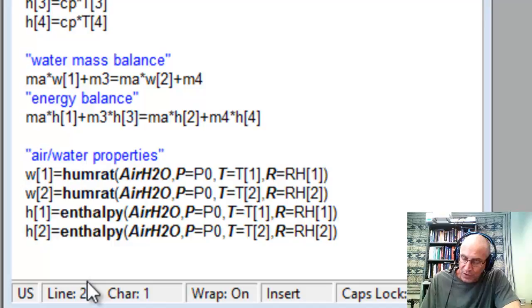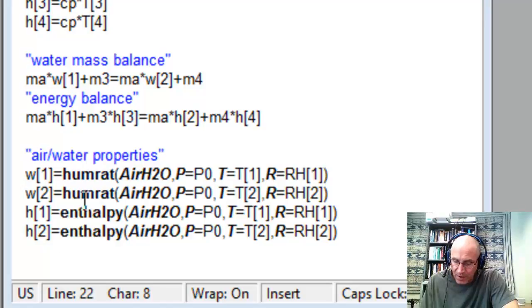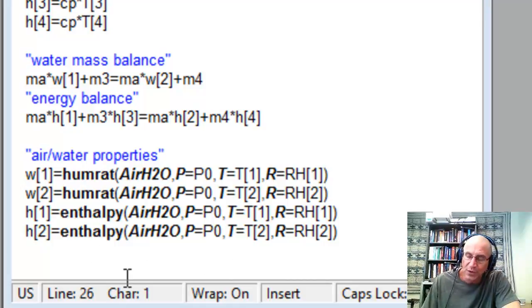All right, so that's what I've got, and the last thing I'll do is have EES look up my properties for air and water. The two things I need for the water balance and energy balance are humidity ratios and enthalpies of the air-water mixture, that's streams 1 and 2. So I've got my humidity ratio function and my enthalpy function, and in both I was given temperature and relative humidity. I just list those there, and that seems pretty straightforward. So let's go ahead and solve this and see if we got everything we need.